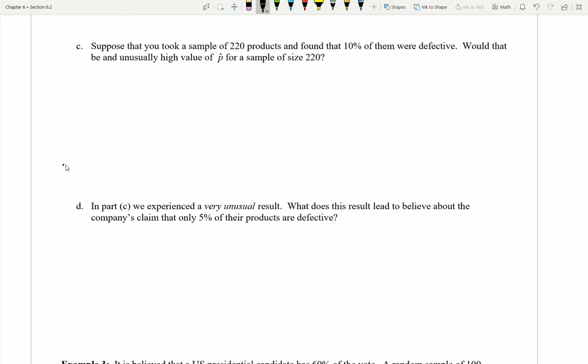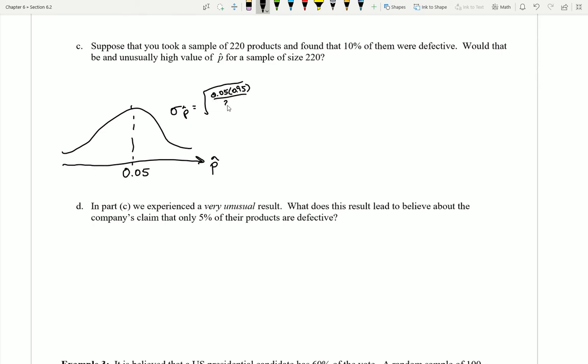Well, again, I can start to draw out a picture to get a sense of what's actually happening here. I can see that I have a normal distribution for my p-hats. I know that 5% is typical, and that I have a standard deviation given by this large, complicated square root value, 0.05 times 0.95 over my 220.